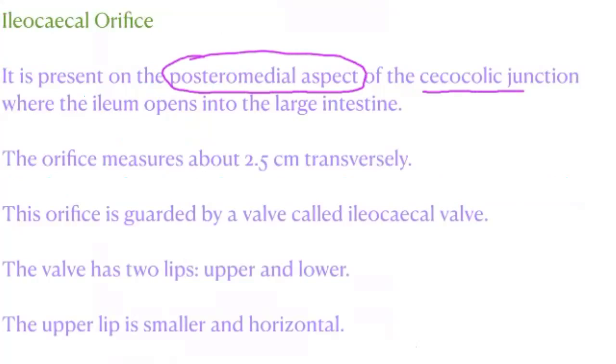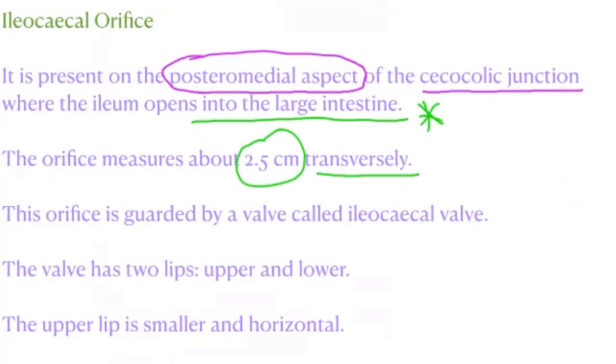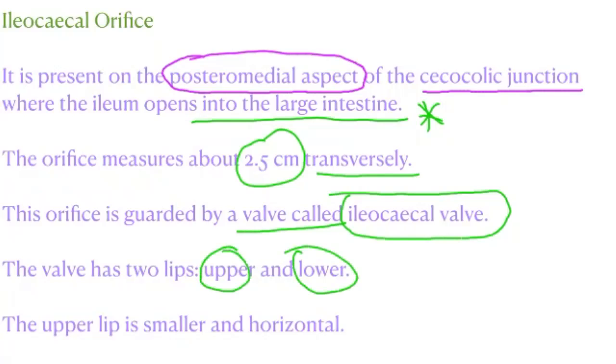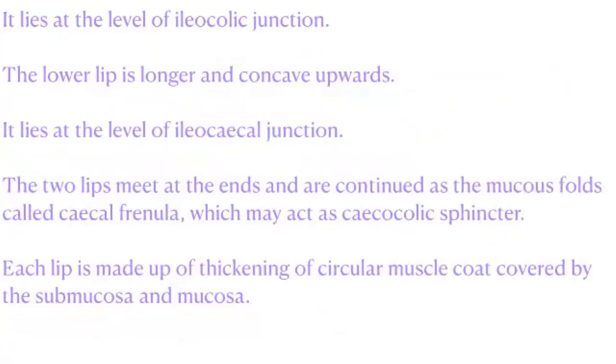The upper lip is smaller and horizontal. It lies at the level of ileocolic junction, that means at the junction of ileum and colon. The lower lip is longer and concave upwards, at the level of ileocecal junction, right? That means ileum and cecum. Okay, you know the difference. Ileocolic means at the ascending colon, right?